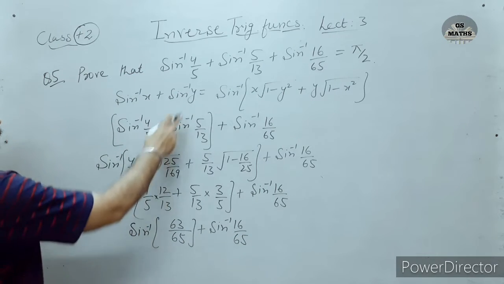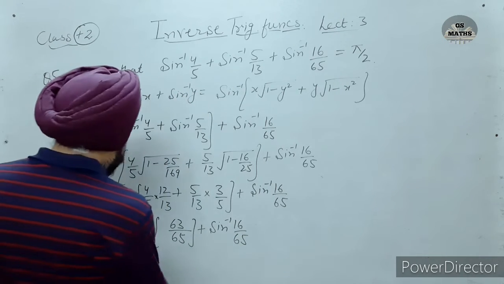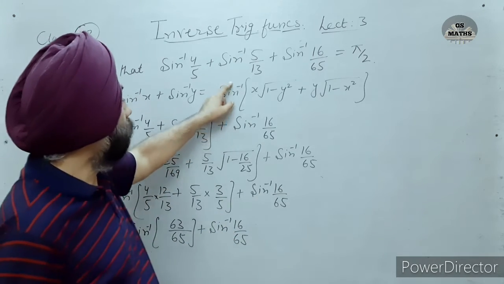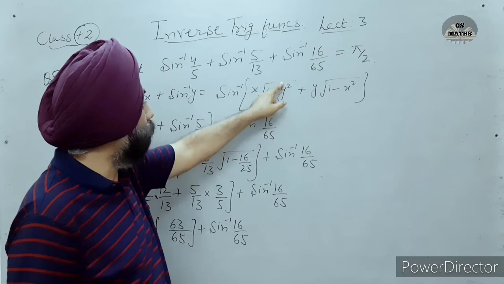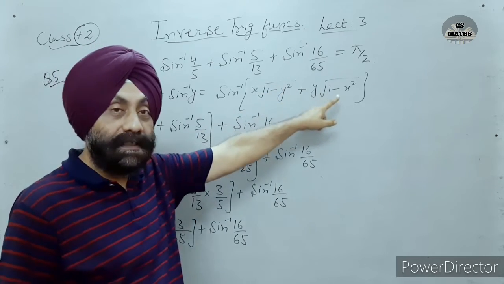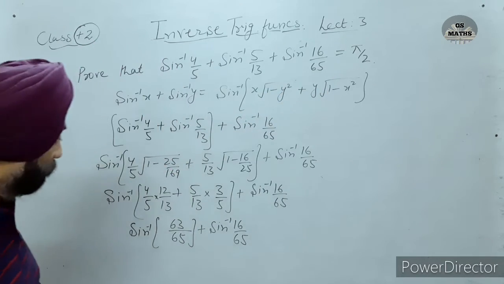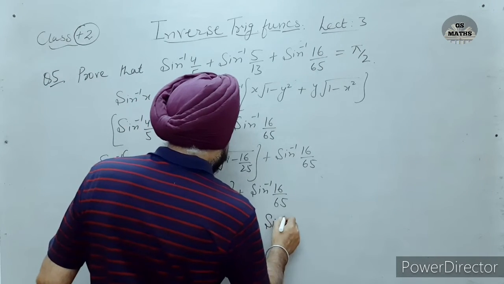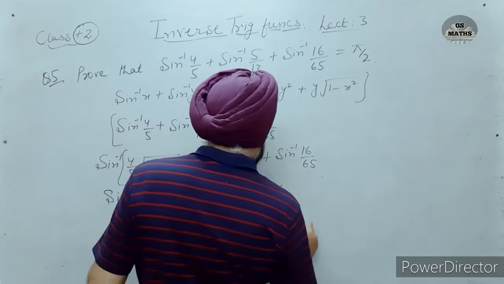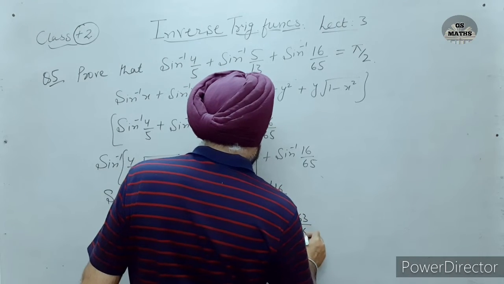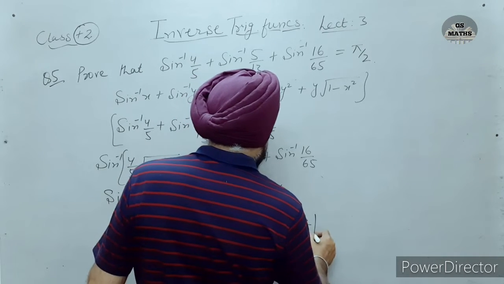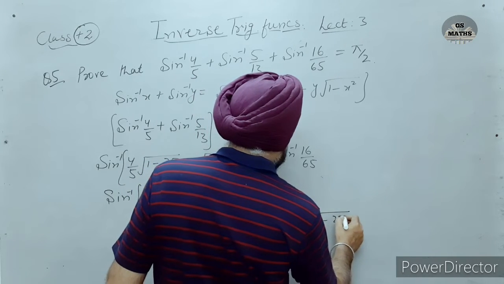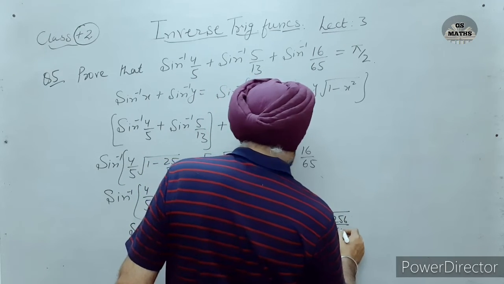Now again apply the same formula, that is sine inverse x plus sine inverse y equals sine inverse of x into under root 1 minus y square plus y times under root 1 minus x square. Again applying this, I get sine inverse of 63 by 65 multiplied by under root of 1 minus 256 by 65.